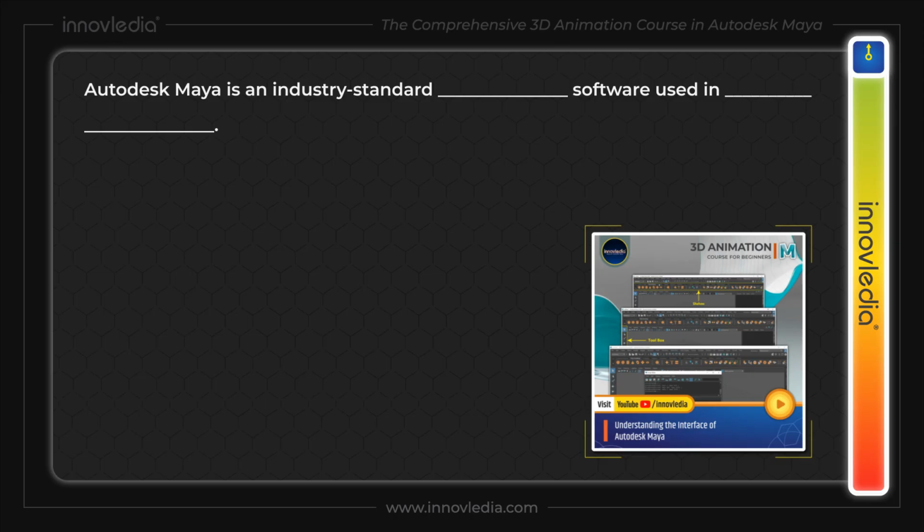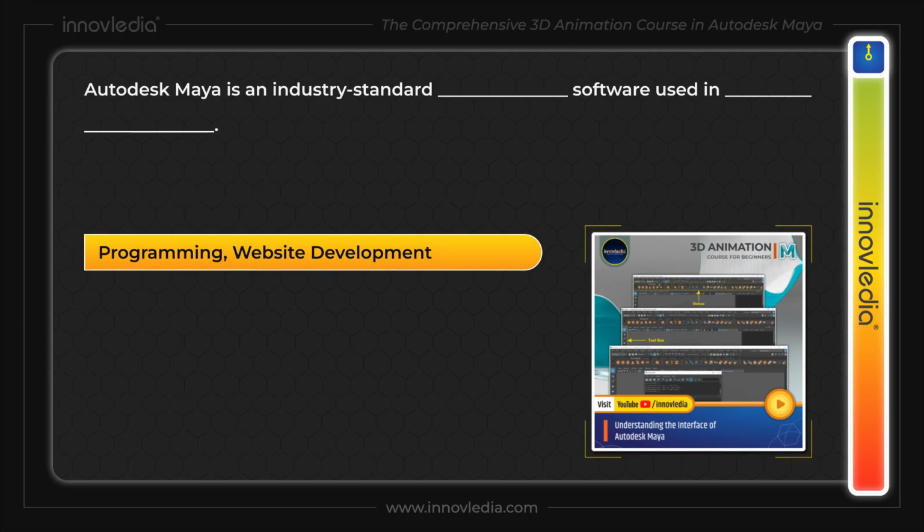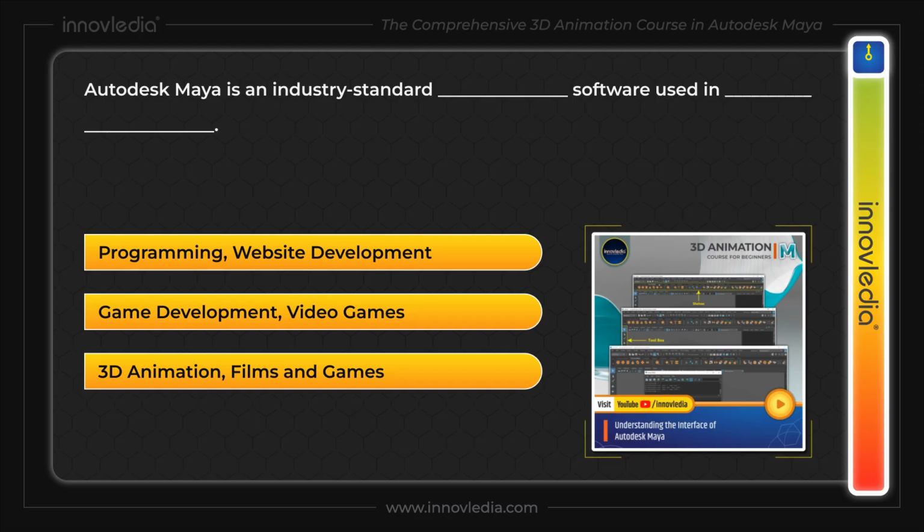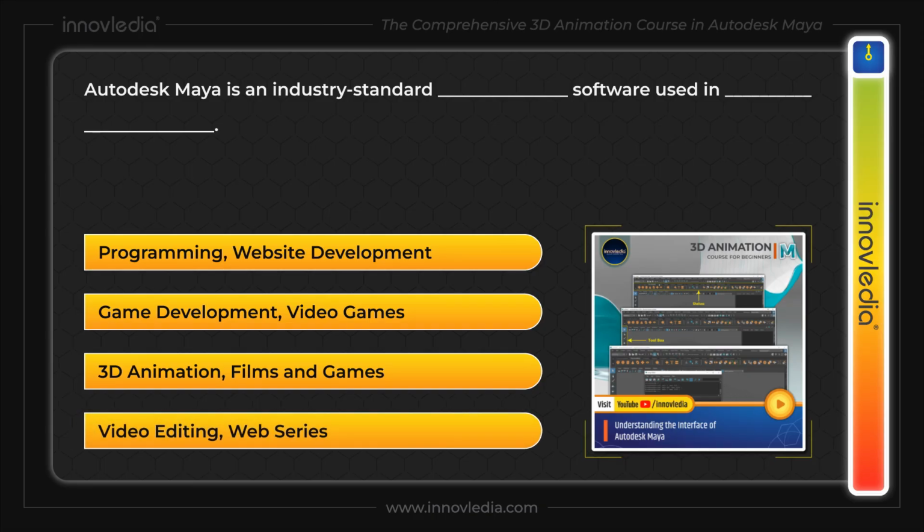Autodesk Maya is an industry standard software used in blank. The options are programming, website development, game development, video games, 3D animation, films and games, video editing, web series. Your time starts now. And the correct answer is 3D animation, films and games.